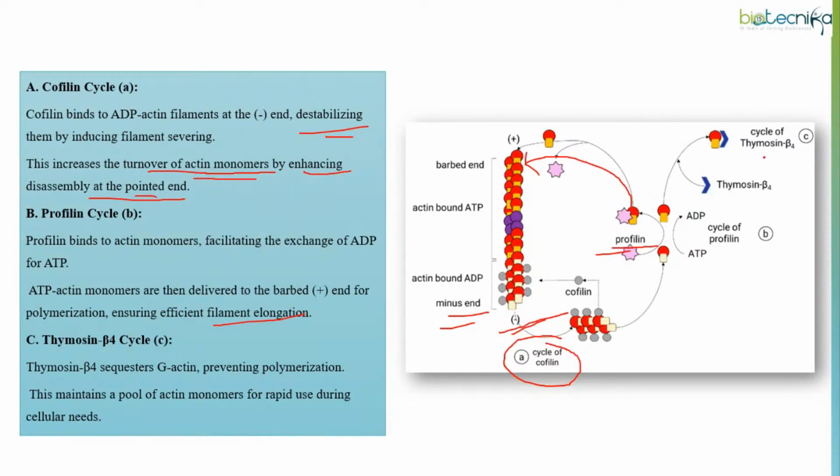And the third one is your thymosin protein. What will thymosin do? They will sequester your G actin. Sequester means they hold the G actin so that it can be used in the future, when they require it. So they are preventing the polymerization event, which helps in maintaining a pool of actin monomers for rapid use whenever the cell requires it. Okay, so that becomes your thymosin cycle.